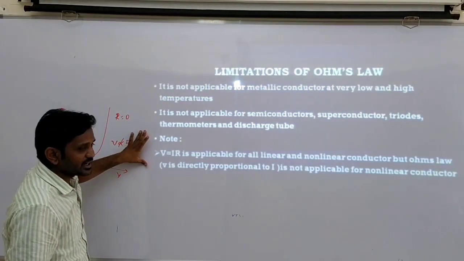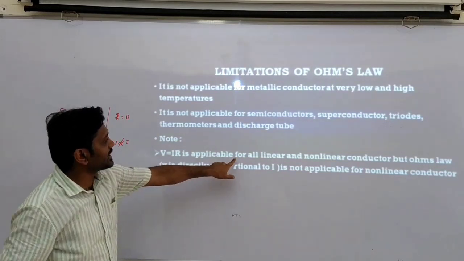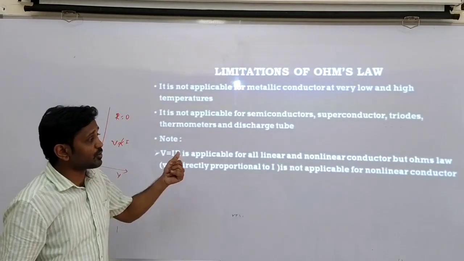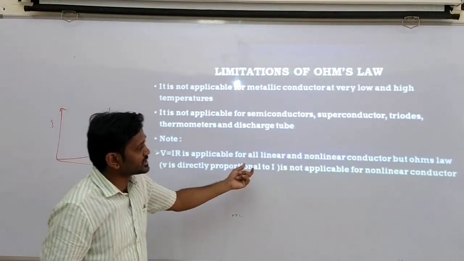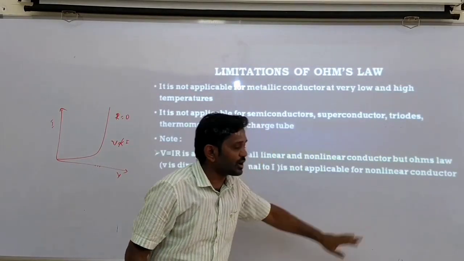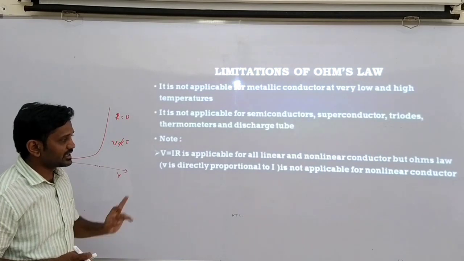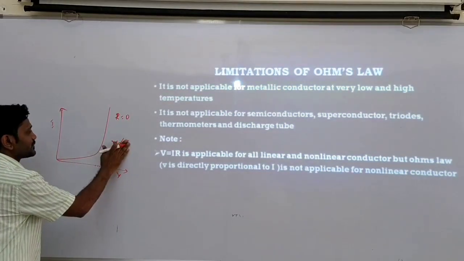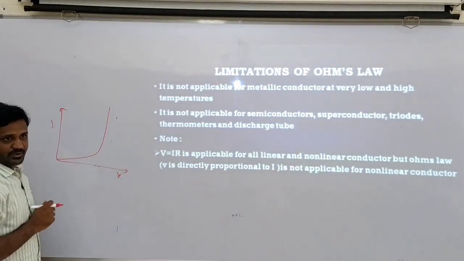Here it is very interesting and important. V is equal to IR is applicable for all linear and non-linear conductors. But Ohm's law, which means V is directly proportional to I, is not applicable for non-linear conductors. V is equal to IR is applicable for both linear and non-linear conductors. Here, how to find the resistance of this semiconductor device?